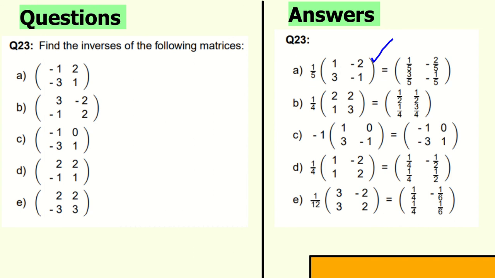Alright, and the final thing that I would like to go through today is what's called the identity matrix.